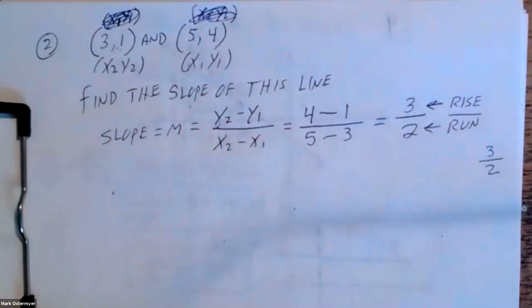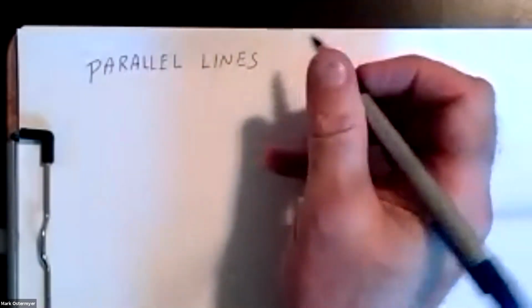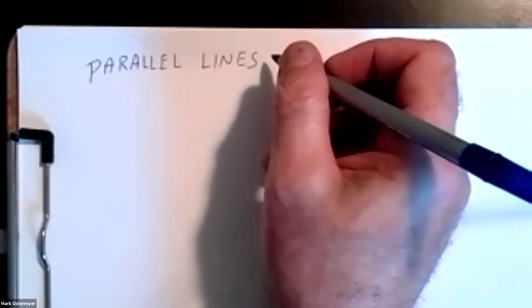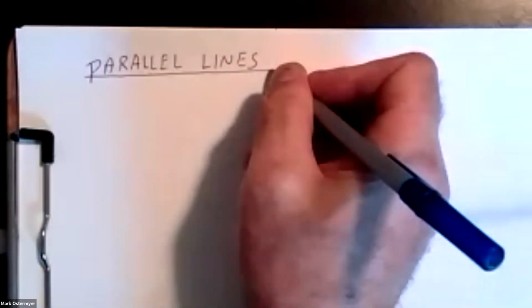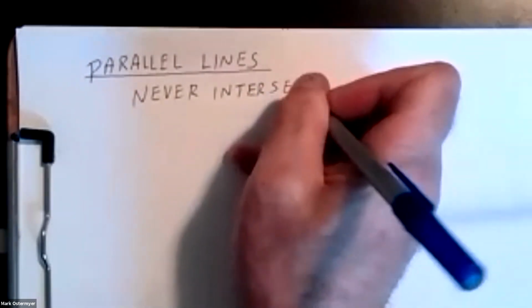Now, there's one other thing in here. Can anybody tell me what parallel lines are? If two lines are parallel, what does that mean? They're like side by side. Okay. Do parallel lines intersect anywhere? No. Parallel lines never intersect each other. They never cross each other. Never intersect.